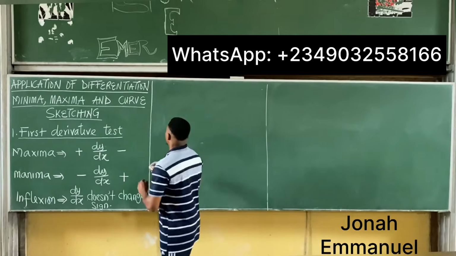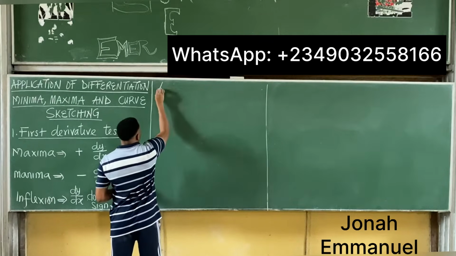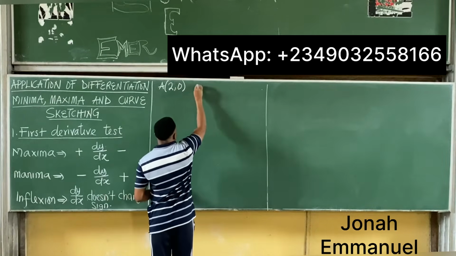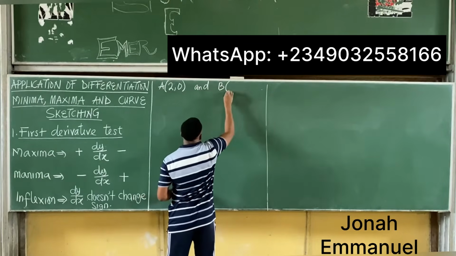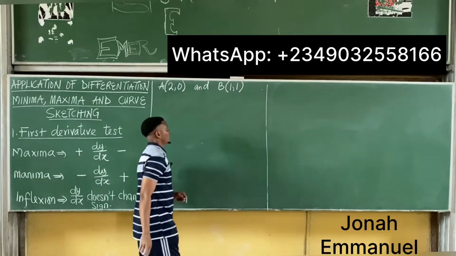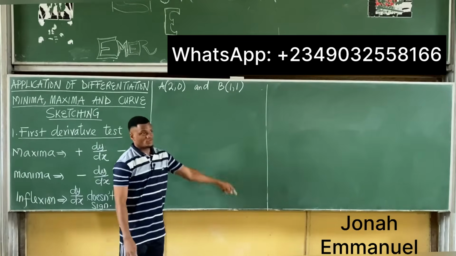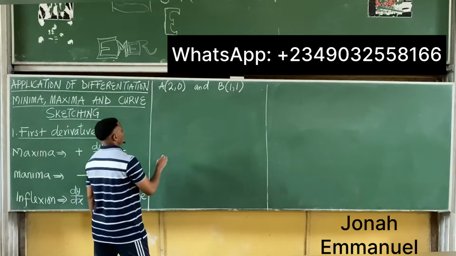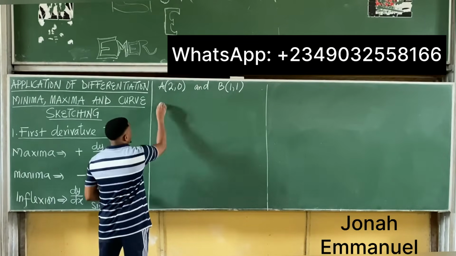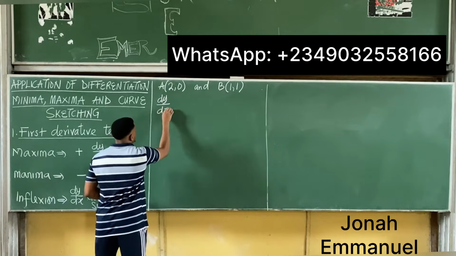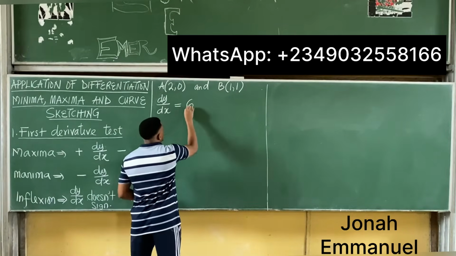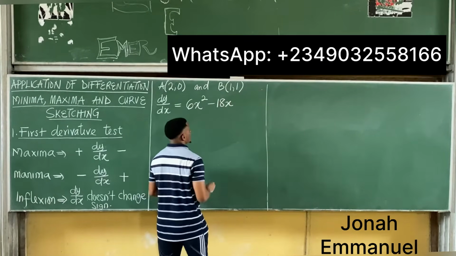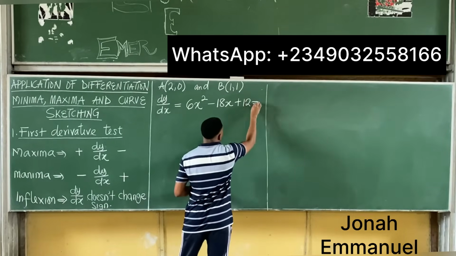All right, so we had 2 points there. Let me call them point A. Point A was 2, 0, and we also have point B. Point B is 1, 1. So we had these two equations. From here, let's recall the dy over dx equation. We said dy over dx is equal to 6x squared minus 18x plus 12 equal to 0.